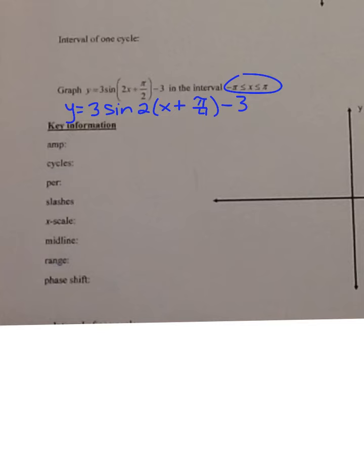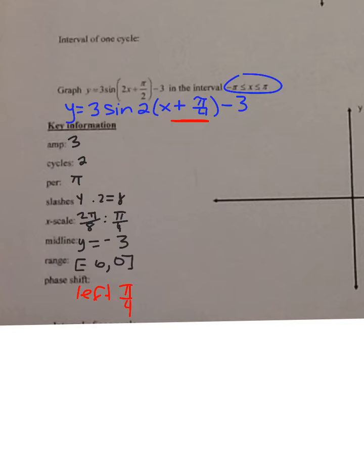Okay, so let's write down our information. I have an amplitude of 3. The number of cycles is 2. The period is 2 pi over 2, which is pi. The number of slashes is 4 times 2, which is 8. Your x scale is 2 pi over 8, which is pi over 4. Your midline is going to be y equals negative 3. Okay, your range: negative 3 down 3 units puts me at negative 6, and negative 3 up 3 units puts me at 0. And the phase shift, which is right here, is going to be to the left, pi over 4.